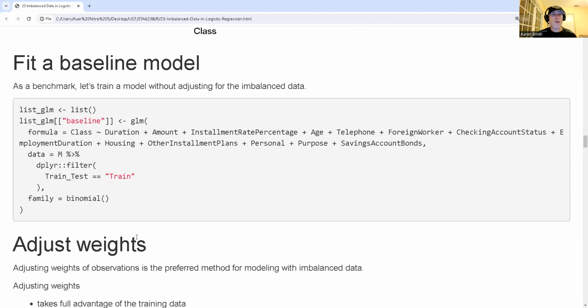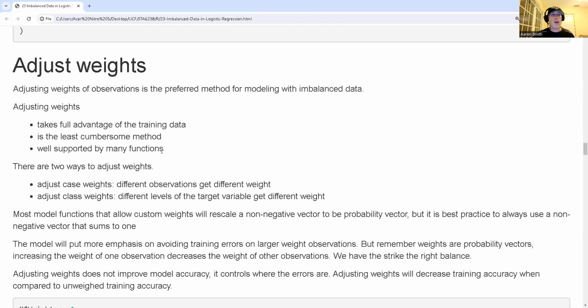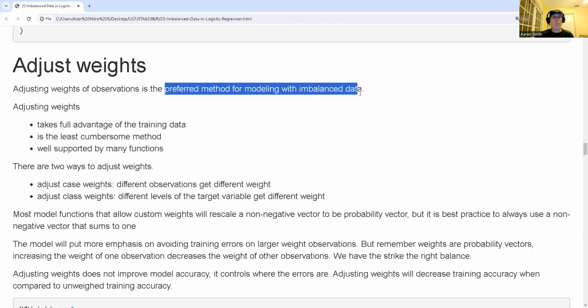All right, so I'm going to fit a baseline model. I'm not going to change anything. I'm just going to fit it. I'm going to launch it. Honestly, in real life industry, these proportions are fine to just fit the model and run with it. But I'm going to go ahead and proceed as if this was a more severe case and deal with what I can. So adjusting the weights is my preferred method for dealing with imbalanced data.